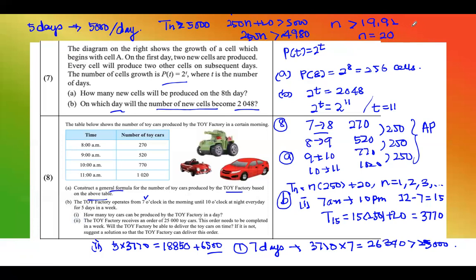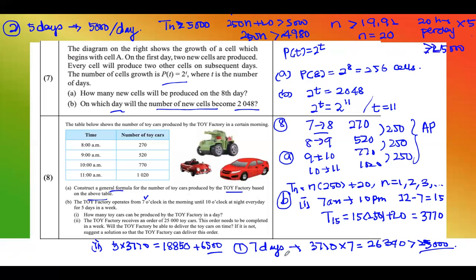So meaning that suggestion number 2 is we operate 20 hours per day just to meet the 25,000 target, right? So 20 hours per day. Then you work for 5 days. So you will hit more than 25,000. So there are two ways.